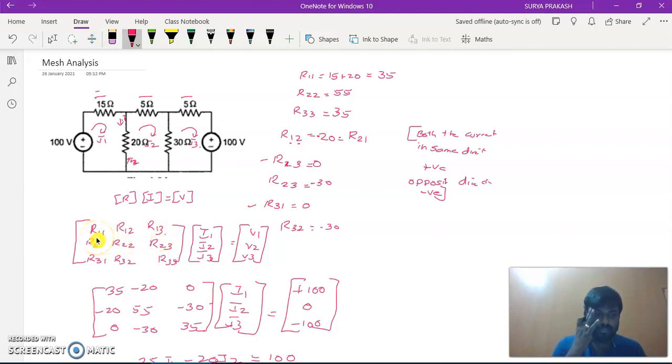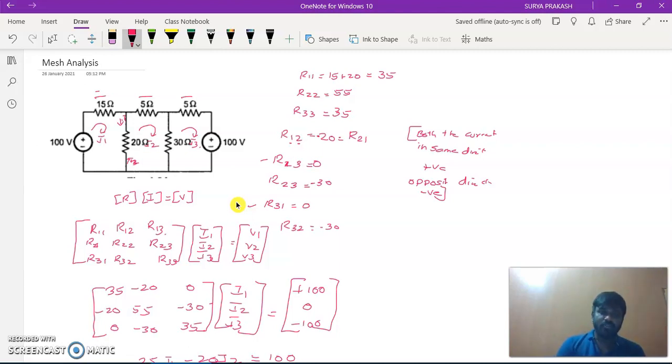R11 is the total resistance available in the first loop, R12 is the linked resistance between the first loop and the second loop, and R13 is the linked resistance between the first loop and the third loop. R21 is the linked resistance between the second loop and the first loop, R22 is the total resistance available in the second loop, and R23 is the link between the second loop and the third loop. R31 is the linked resistance between the third loop and the first loop, R32 is the link between the third loop and the second loop, and R33 is the total resistance available.